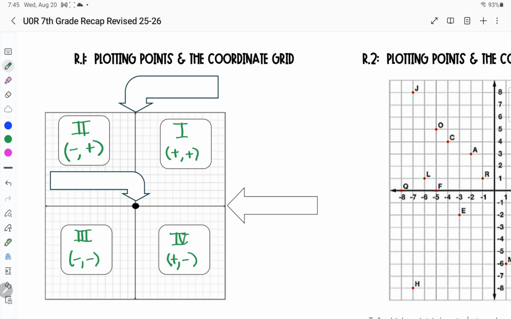This axis is our X axis. And I've talked to you already about this. This right here turns into a Y, so this is our Y axis. And that middle point right there is called our origin. It's where we always will start. And it's 0, 0.